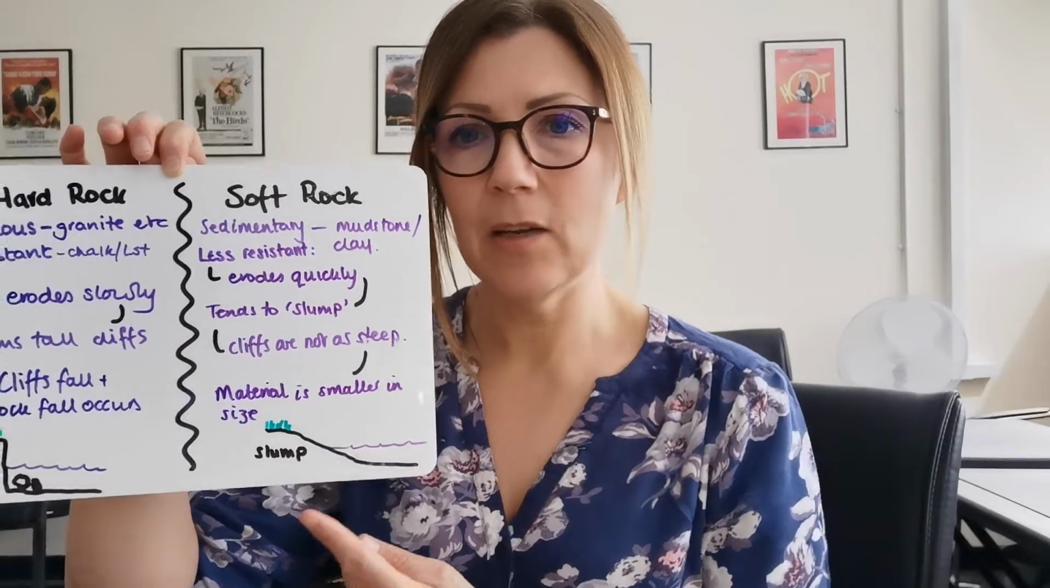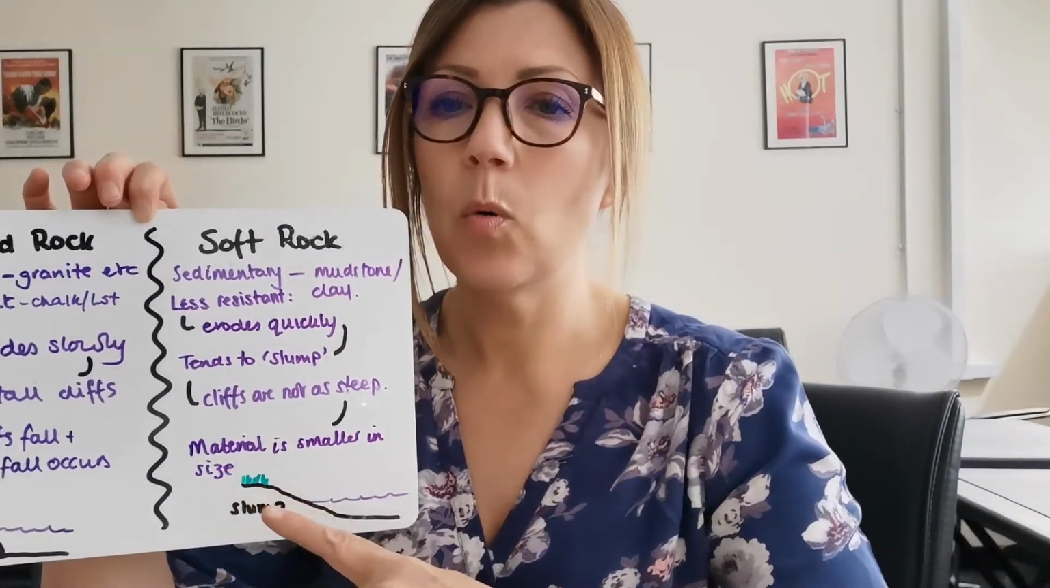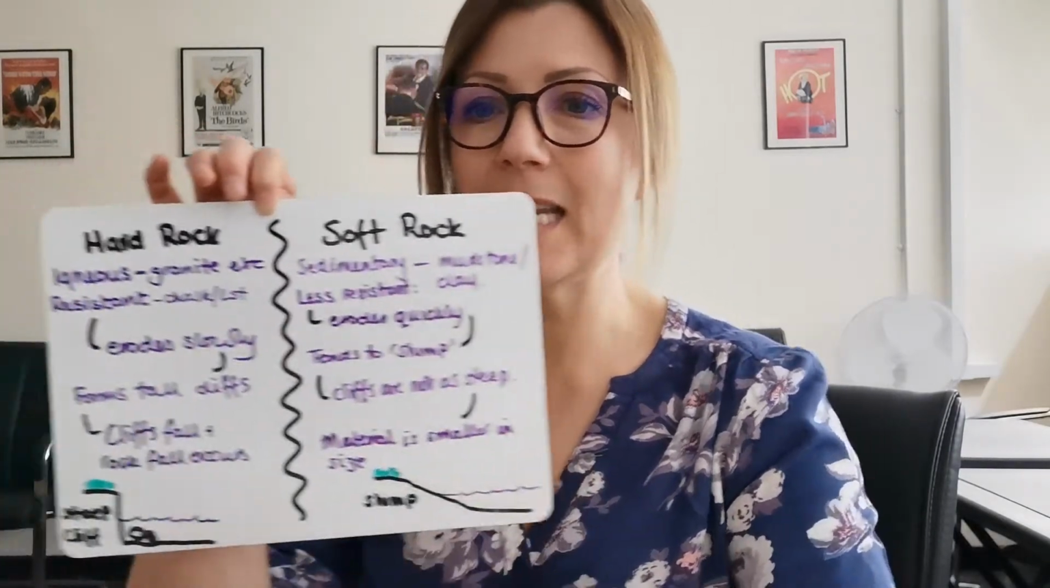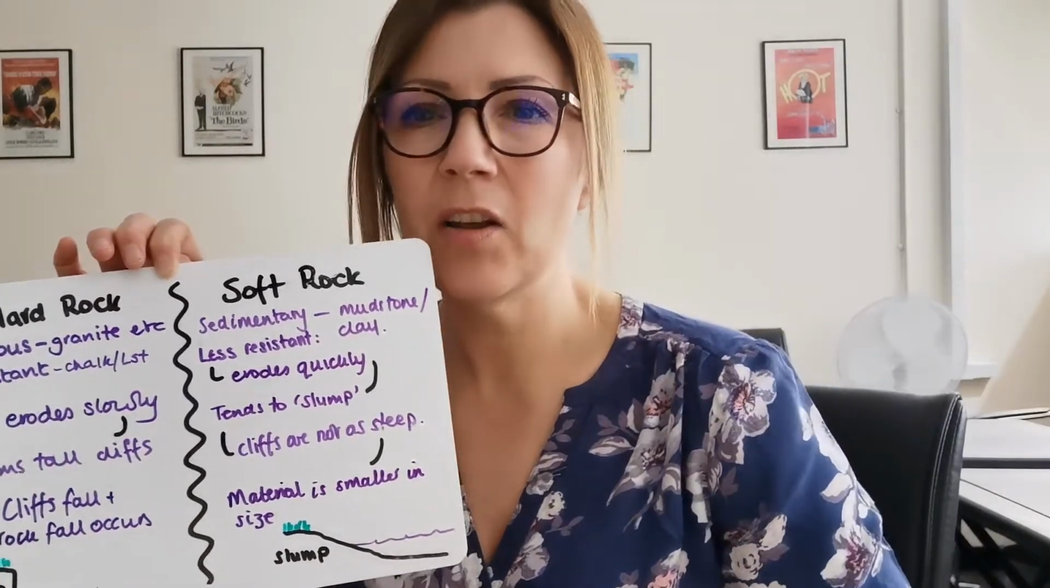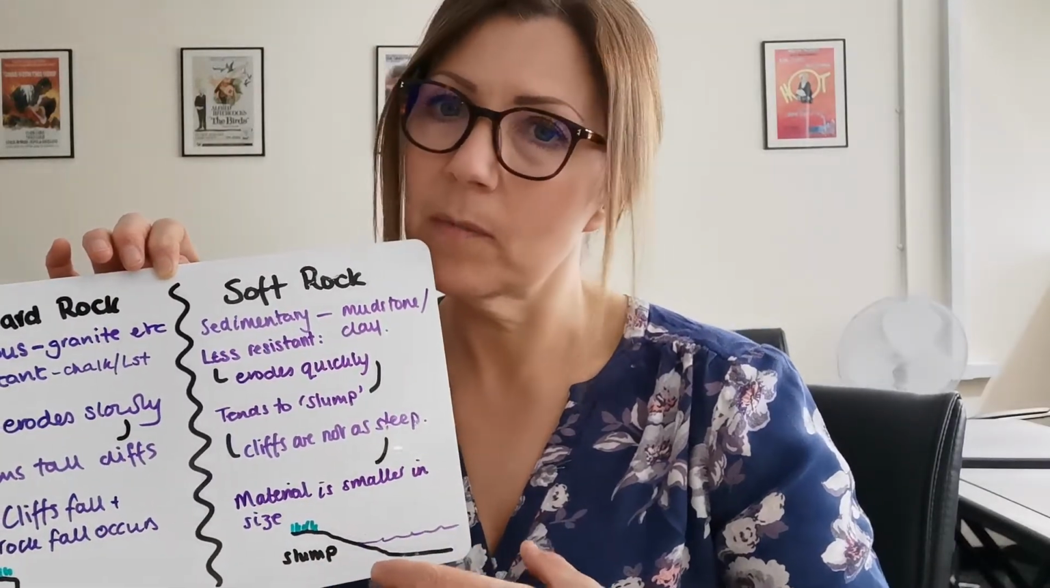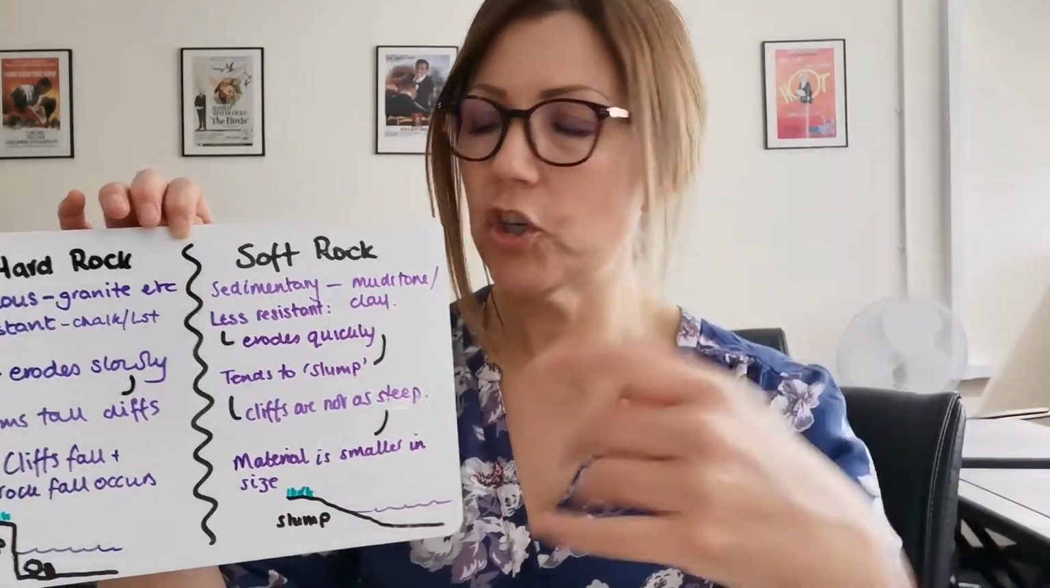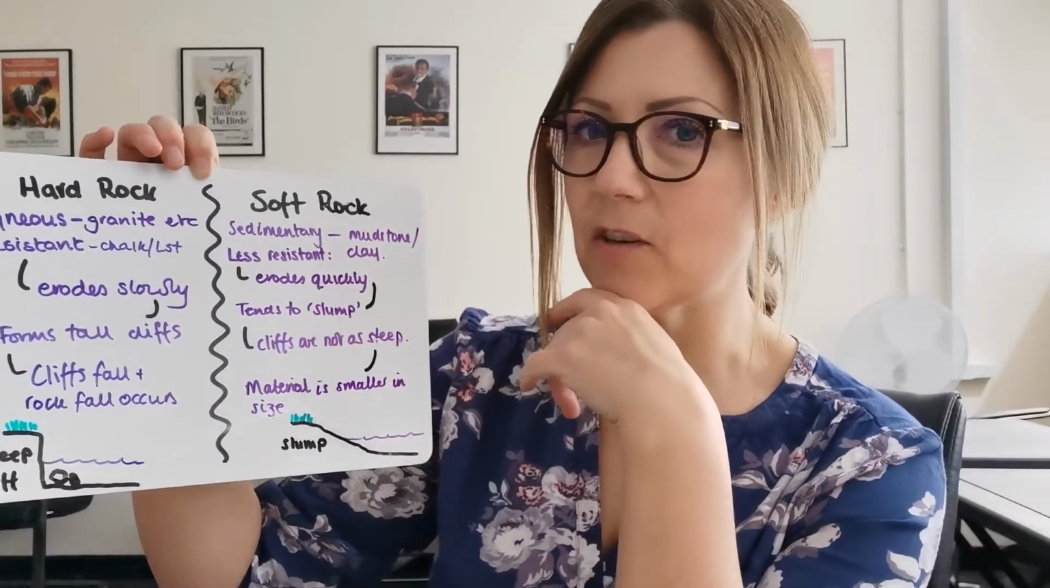So you end up getting, like my little diagram shows here, quite a shallow kind of cliff, not a very steep cliff like you've got here, but quite a shallow cliff with a lot of debris at the bottom, a lot of clay at the bottom, etc. It can get washed away by the subsequent waves, etc.